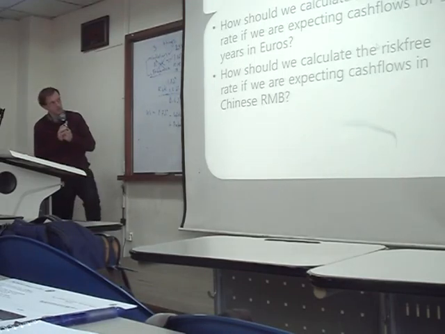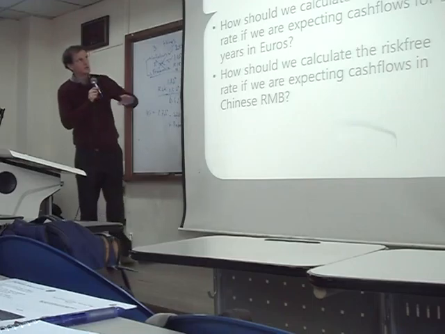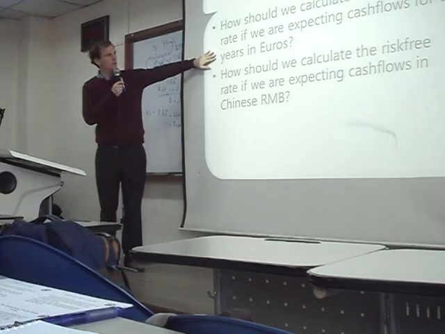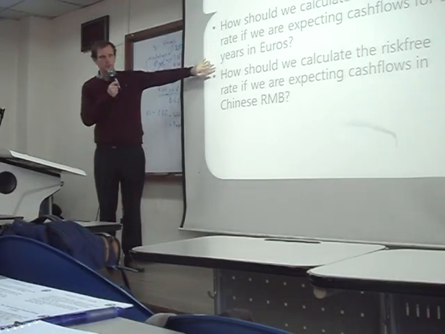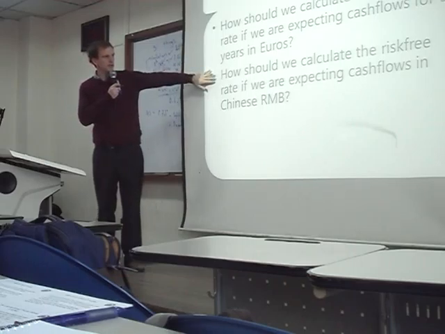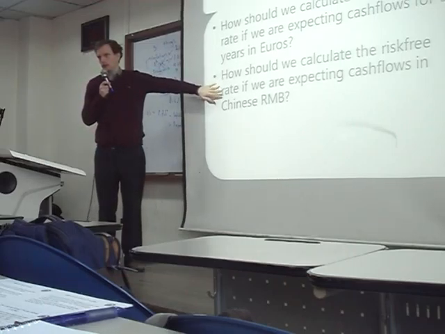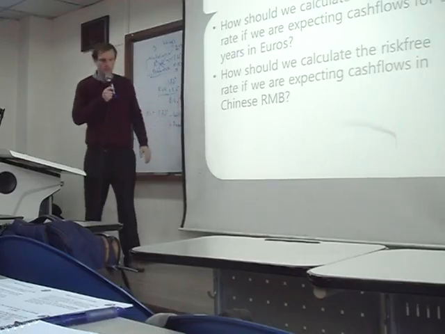So discuss these questions with your partner. How should we calculate the risk-free rate if we are expecting cash flows for 5 years in euros? How should we calculate the risk-free rate if we are expecting cash flows in Chinese RMB?